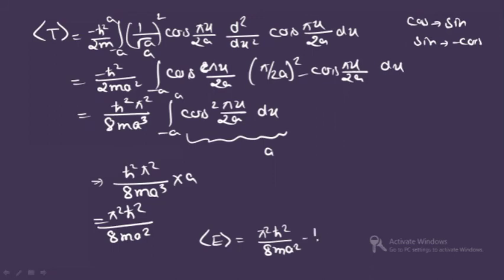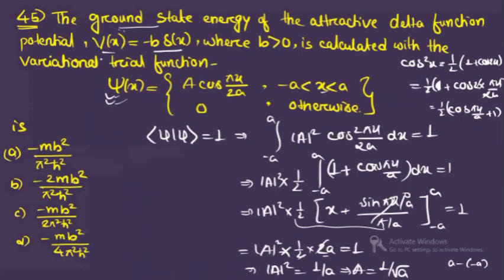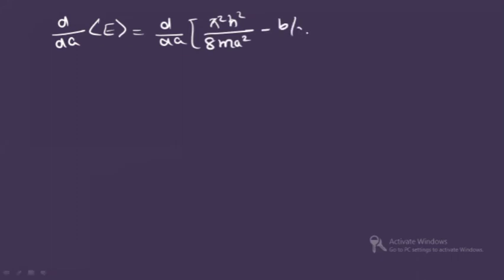And the value of B was what? Minus B by A, right? So finally we will write d by dA, because the parameter is A in this case. If we see the trial wave function, the parameter here is A. So we will differentiate the expectation value of E with respect to A. So dE/dA, that means d/dA of pi square h cut square divided by 8 m a square minus B by A. Clear? And this is equal to 0.